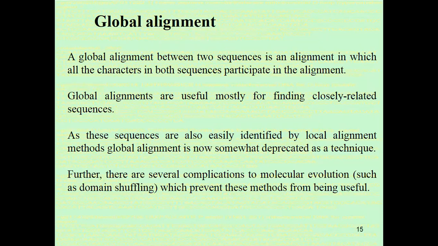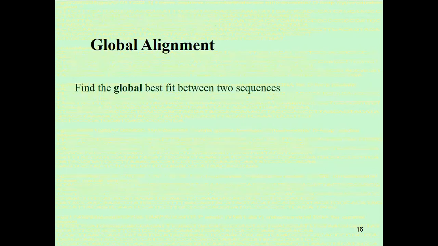As science has developed many techniques, nowadays people focus more on local alignment as compared to global alignment. Furthermore, there are several complications to molecular evolution which prevent these methods from being used, because researchers usually just try to find a specific functioning domain or motif, or specific interacting residues of the known gene with the unknown gene, so they jump into local alignment as compared to global alignment.